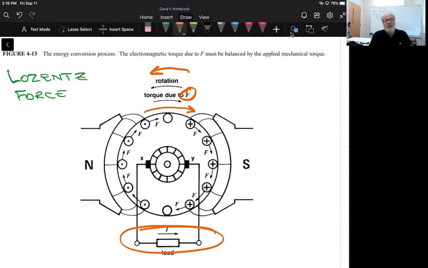It was not just instantly converting mechanical energy to electrical energy. We had to use this thing in the middle, this medium, to allow that to happen. And that's the basic operation of all electrical machines.